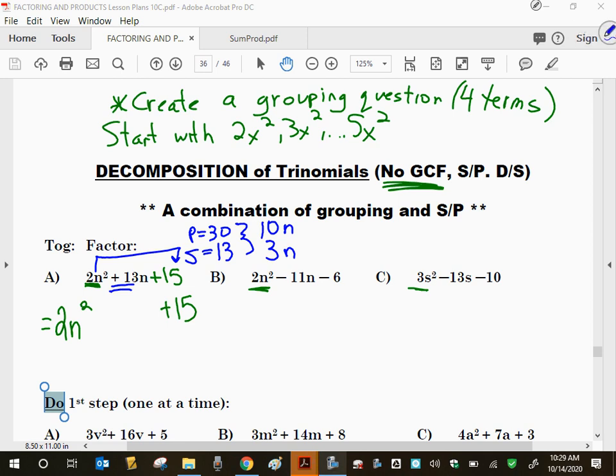I'm going to put the 10 with the 15 just because I like taking GCFs out of 10s and 15s. You don't have to. You'll get the exact same answer if you put the 10 first. So I'm going to put plus 3n plus 10n. And you can see that this middle term turns into 2 terms, which makes these 3 terms turn into 4 terms, which enables us to do the slice and dice grouping question.